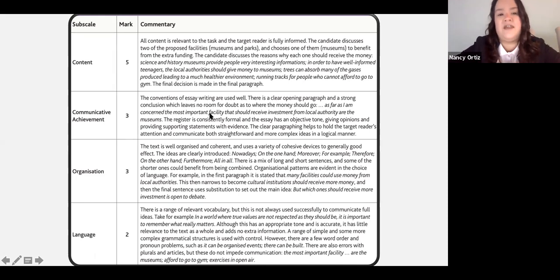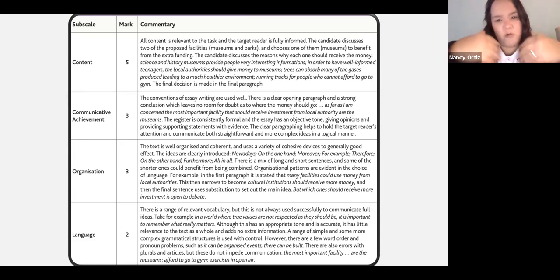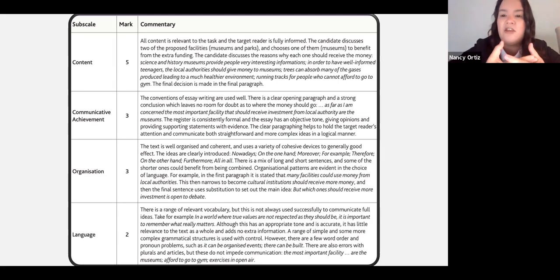Next subscale, communicative achievement. The person got a 3, okay? So right in between the highest and the lowest. The conventions of essay writing are used well. See, it doesn't say exceptional, no, it used well, meaning good enough. There is a clear opening paragraph and a strong conclusion, which leaves no room for doubts as to where the money should go. How? Well, I use my sentence to prove what I just said, that the person had a strong conclusion. As far as I'm concerned, the most important facility that should receive investment from local authorities are the museums. The register, you remember what's register?